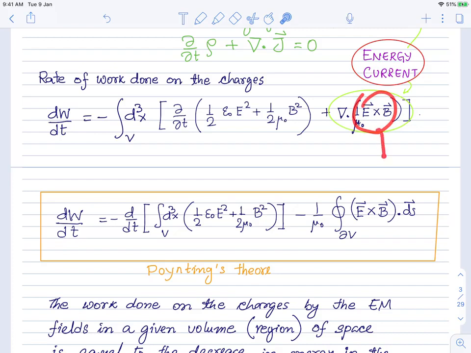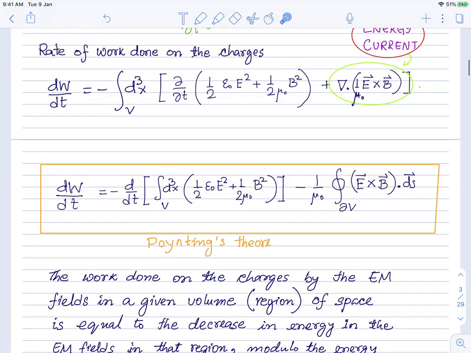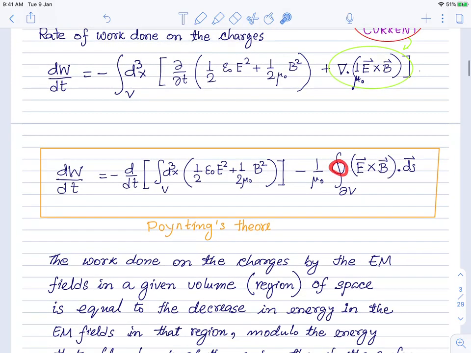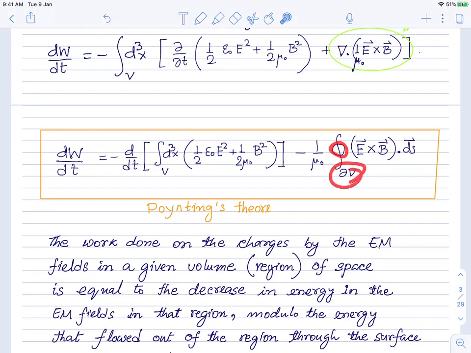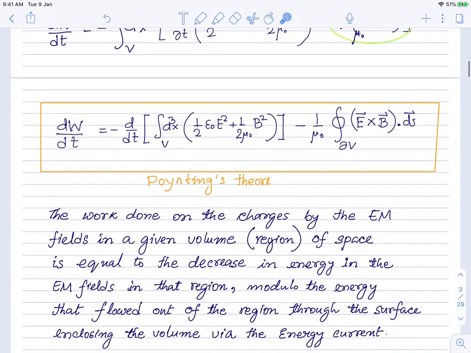Of course, if you have a volume integral here, then because this is the divergence of a vector, you can use the divergence theorem to convert it into a surface integral. So this is the surface of the volume in which you are interested, or in which the charges are enclosed. So it's the bounding surface of the volume. Basically it's a closed surface. This one is a closed surface.